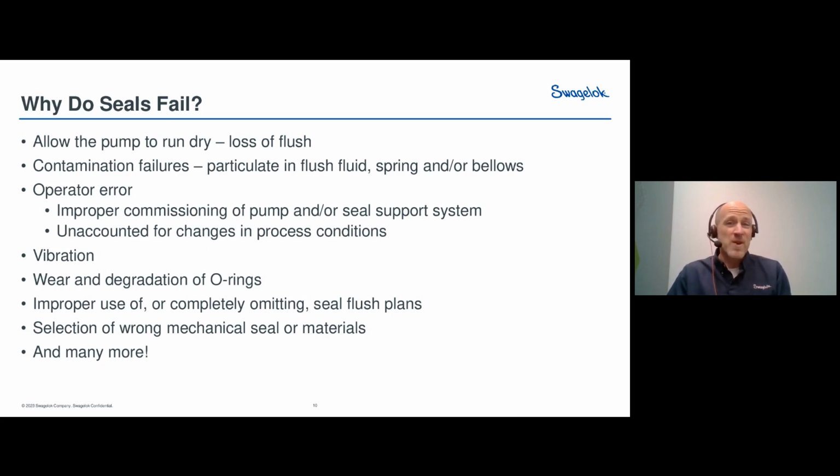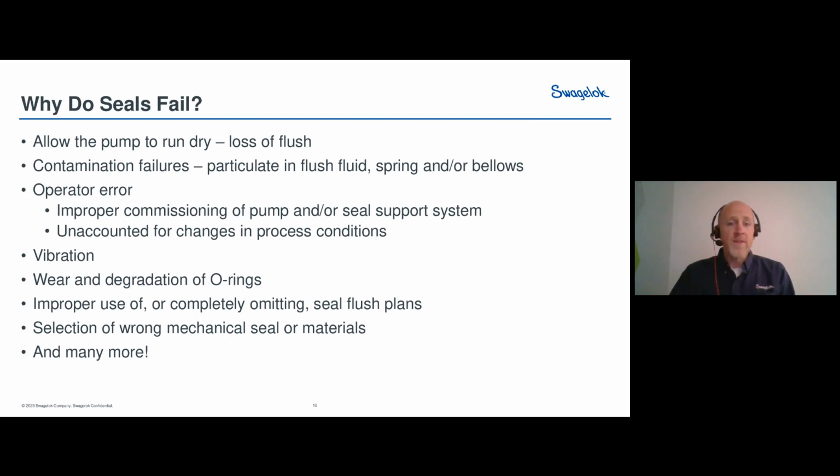We also have potential contamination. If you have a dirty process and you've got contamination flowing through that, how do we control that contamination and keep it away from the seal faces? Well, we can do that with seal support systems. Using flush fluid that's nice and clean to flush that contamination away can definitely help prevent that contamination from impacting the seal life. Operator error, so improper commissioning of the pump.